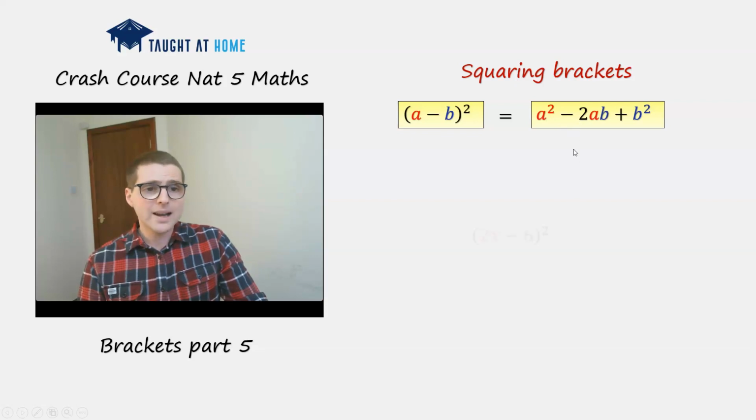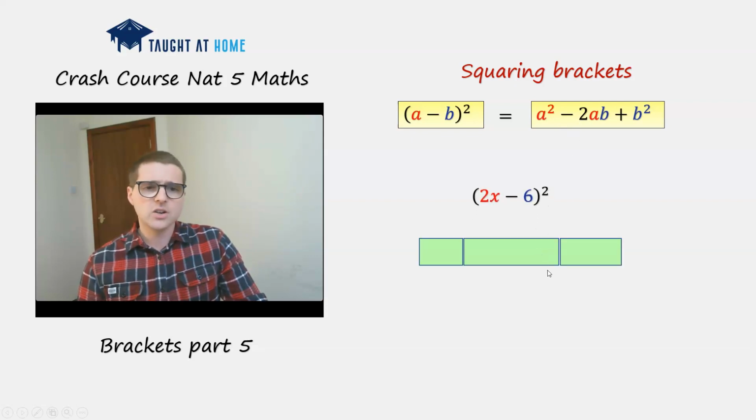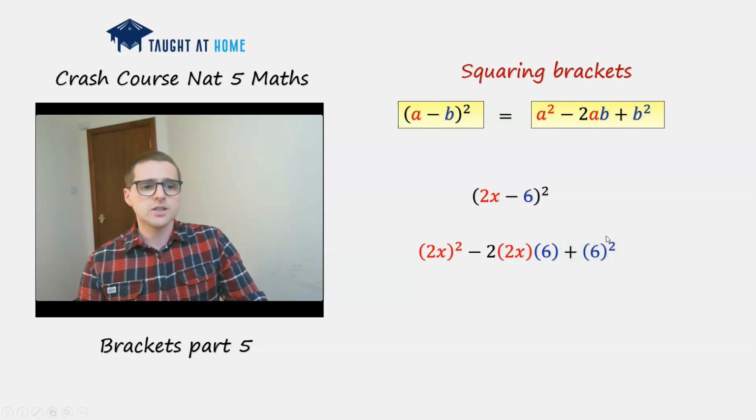Now we've got the same but minus, and this is just to get your appreciation for this. So let's work through this again. We've got 2x squared in the first term, minus 2 times 2x times 6, and we've got plus 6 squared. So this comes to 4x squared minus 24x plus 36.